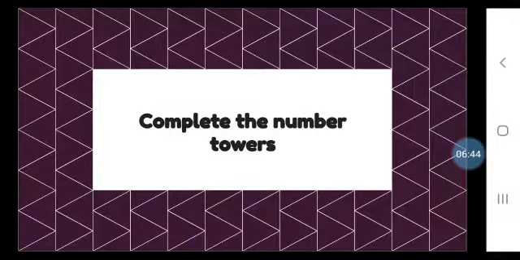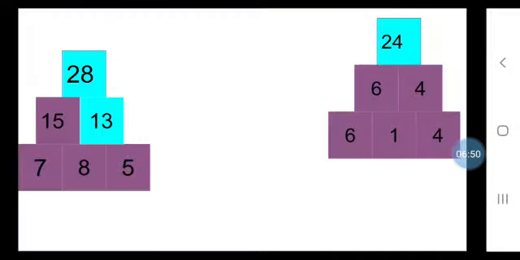Question number 2 again, children, is to be done in the books. The question is complete the number towers. And I have done 2 for you. The others will be your self-attempt. Any doubt, you can give me a WhatsApp. I'll clear your doubt. The number pattern.